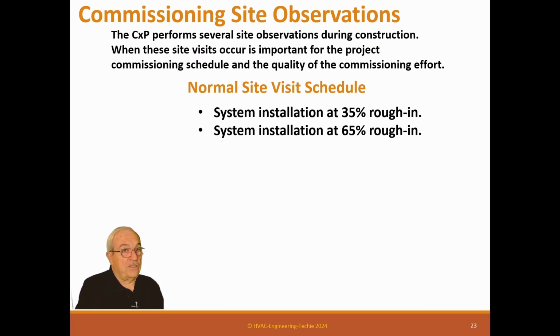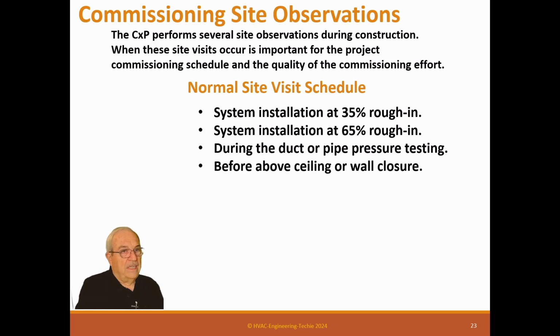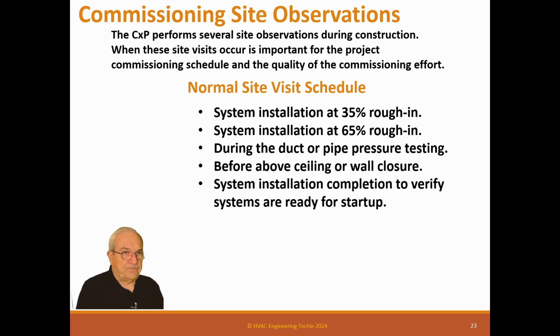System installation is 65% rough in. During the duct or pipe pressure testing, you need to be there once in a while. Before above ceiling or wall closures are done, you need to do that final inspection to make sure everything's done above the ceiling or in the walls before they close it up.